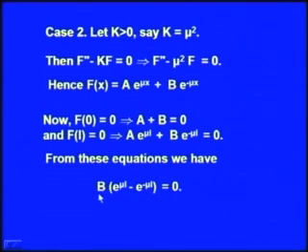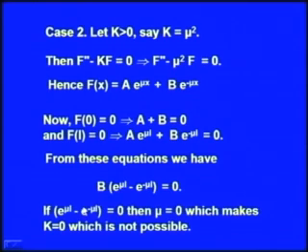Now, either b is equal to 0 or e to the power mu l minus e to the power minus mu l is equal to 0. In case e to the power mu l minus e to the power minus mu l equal to 0, we will have e to the power 2 mu l equal to 1, which implies that mu is equal to 0, and when mu is equal to 0, k being equal to mu square gives us k equal to 0. The case k equal to 0 we have already resolved, we have seen that it is inadmissible. So, mu equal to 0 is not possible, and therefore, b has to be equal to 0.